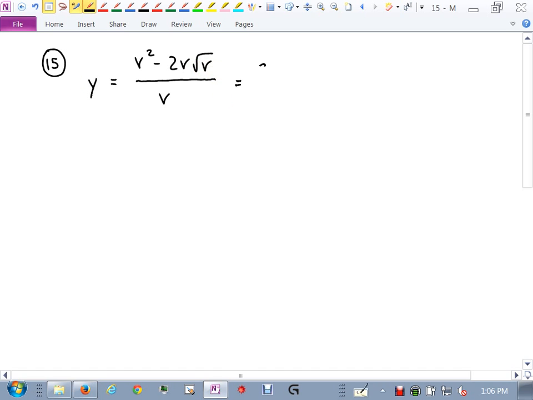So if I split it, I put the v squared over the v minus the 2v root v over the v. Now, v squared over v is just v. And then on the other one, those v's will cancel out, won't they? And you're just left with 2 root v.